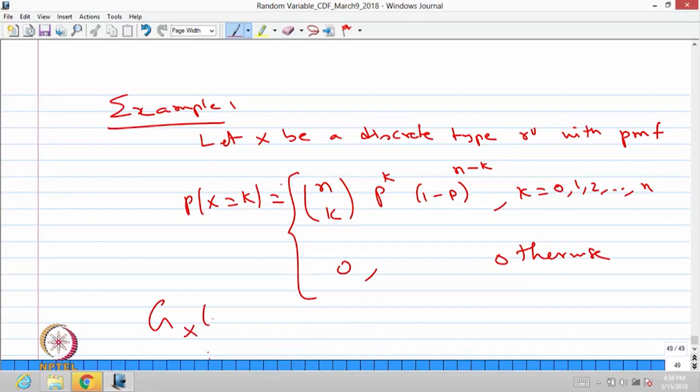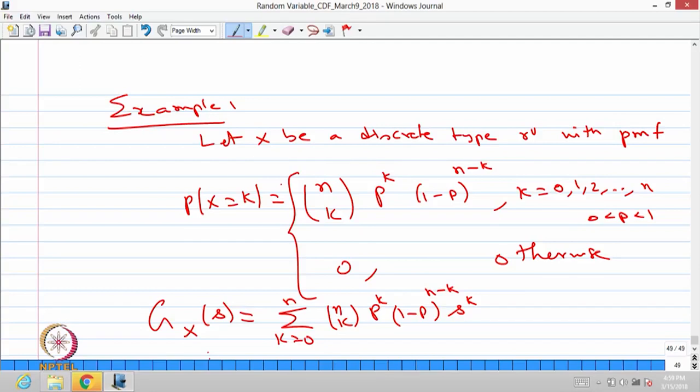So, this satisfies the properties required to define the probability generating function. So, one can go for finding the probability generating function for this random variable. G suffix x as a function of s is, by definition, the summation of probability of x equal to k times s power k, k equal to 0 to n, nCk p power k (1 minus p) power n minus k into s power k. Here the p value lies between 0 and 1, which I did not specify earlier. And if you see, the summation always converges.